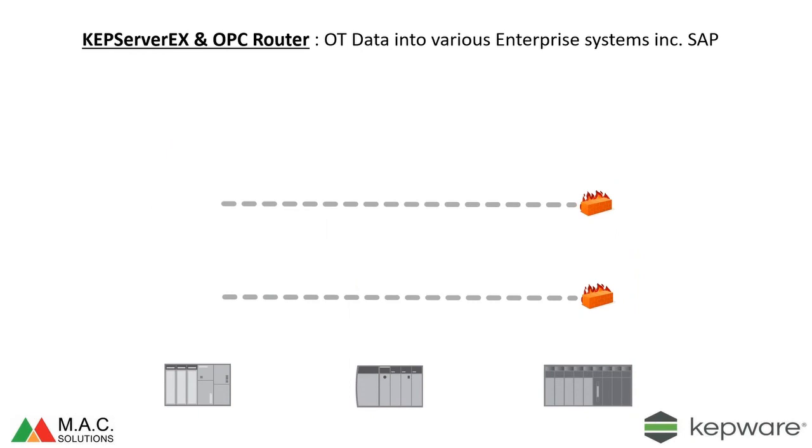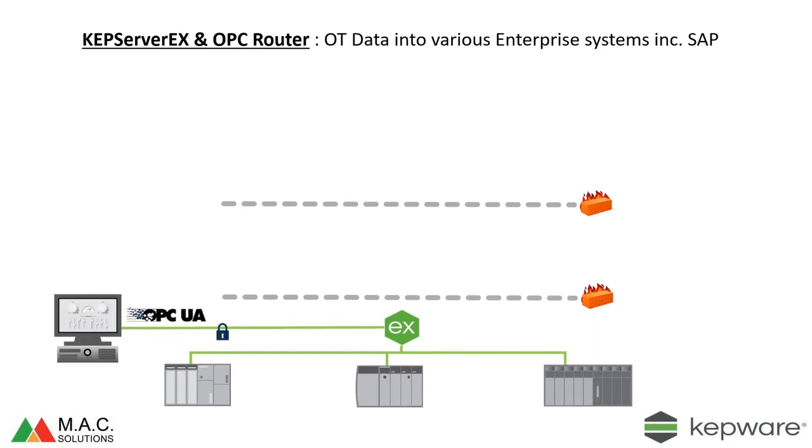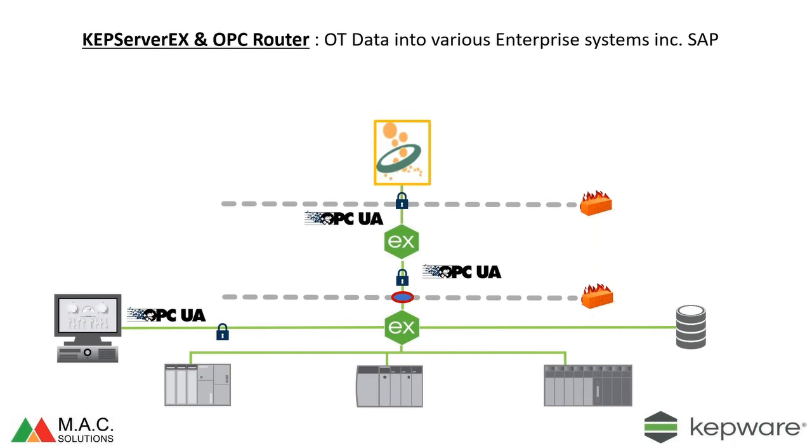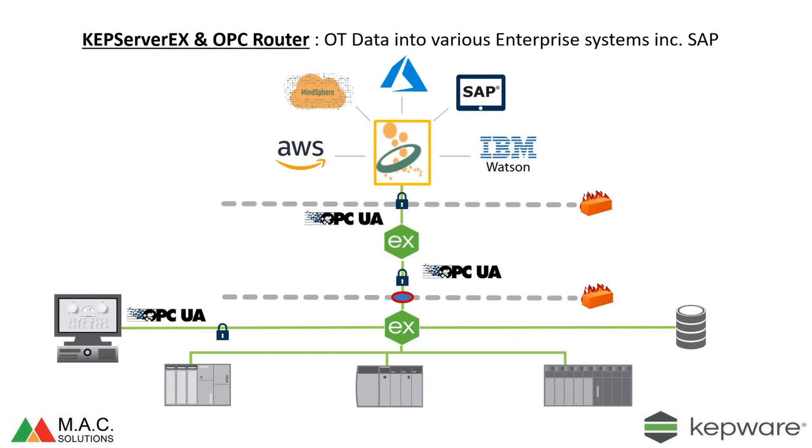This is a solution combining KEPServer with OPC Router. Again, the data from the PLCs goes into KEPServer, data to the local SCADA, logging to a database, pushing data up to a second copy of KEPServer, and then pushing it up to the OPC Router product, which then can be used to integrate with SAP systems, Azure, MindSphere, AWS, IBM Watson, lots of different types of ERPs, lots of different types of databases. It has a very wide range of connections available to it.